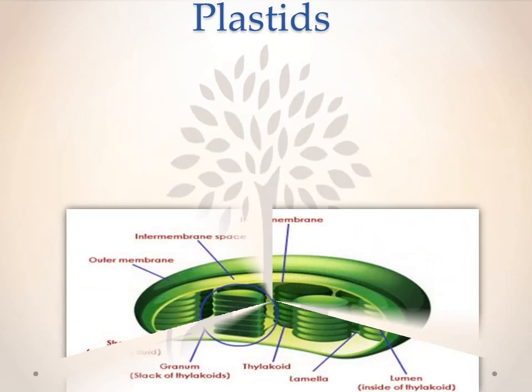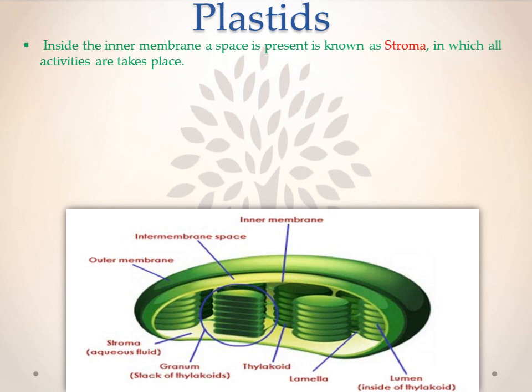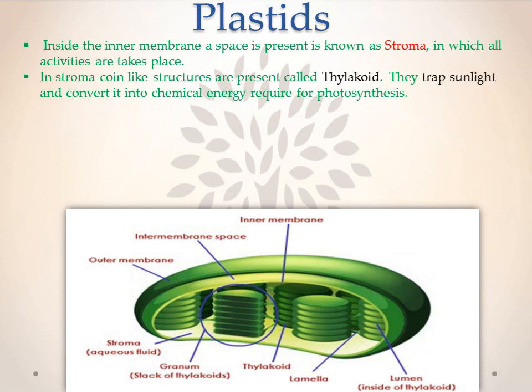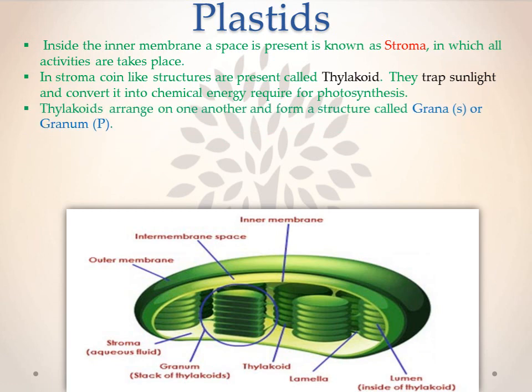Same here, we are going to discuss the plastid. Inside the inner membrane, the space is known as stroma, in which all activities take place. In stroma, coin-like structures are present. These coin-like structures are known as thylakoid. They trap sunlight. Actually, this is the main function of the plastids. That is, they trap the sunlight and convert it into the chemical energy required for photosynthesis.